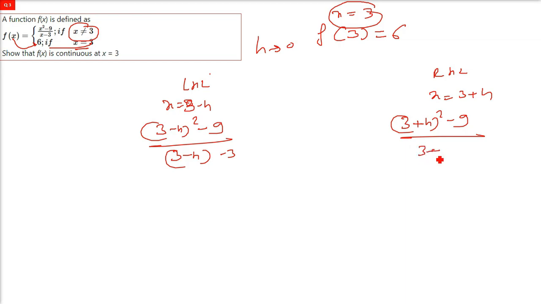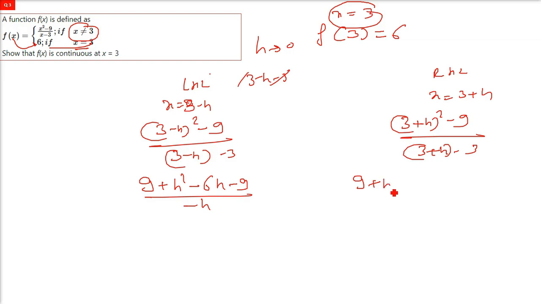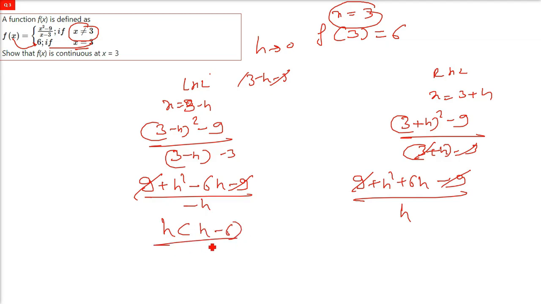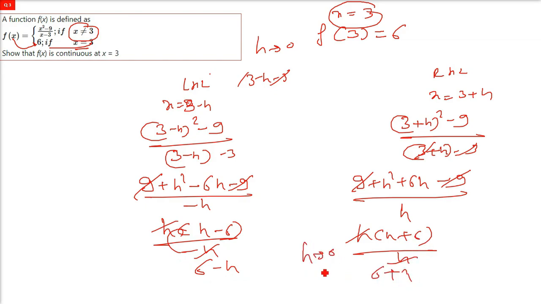So you get this as, see, 3 minus h whole square is 9 plus h square minus 6h minus 9 divided by 3 minus h minus 3, 3 gets cancelled, you get a negative h here. Here also your 9 plus h square plus 6h minus 9 divided by 3 gets cancelled, you get h here. So 9 gets cancelled, here also 9 gets cancelled, h common, so h minus 6 divided by negative h, plus 6 divided by h gets cancelled, minus goes up, so it is 6 minus h, here also 6 plus h, so h is tending to 0, so this left hand limit is 6, right hand limit is also 6.